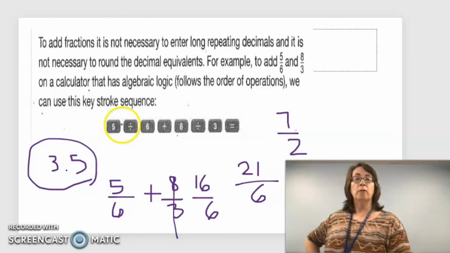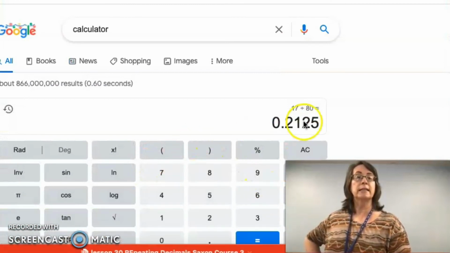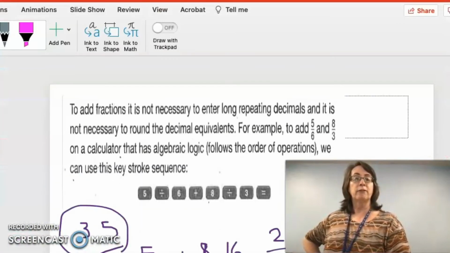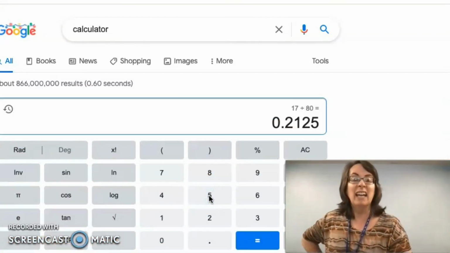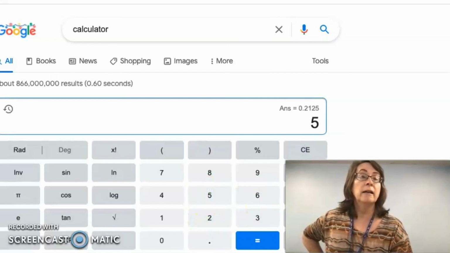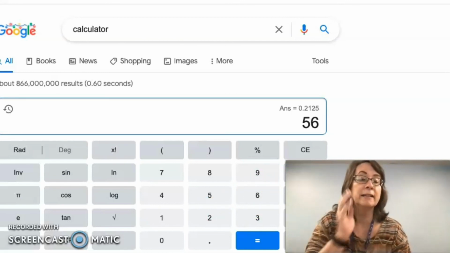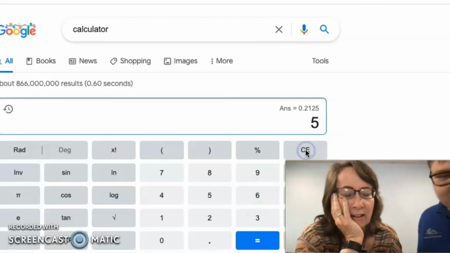Now let's try this on our calculator and see if our calculator has order of operations. We're just going to try it and see. We're going to hit all clear. What was our problem? Somebody remind me. 5 divided by 6 plus 8 divided by 3. So 5 divided by... I didn't click all clear. Okay. 5 divided by 6. You didn't click the divide. Hit backspace. Oh, I didn't? What did I do? Tech support. Let's start over.